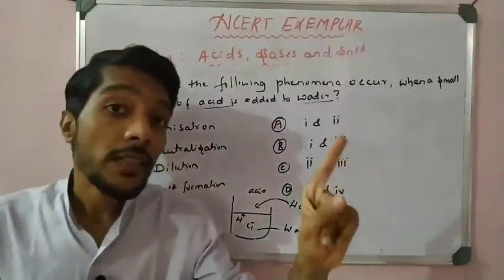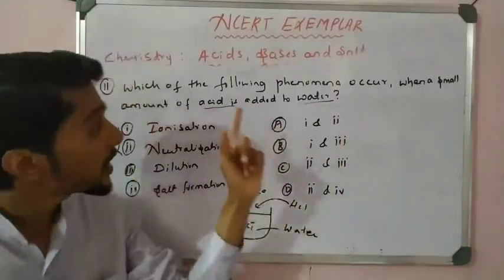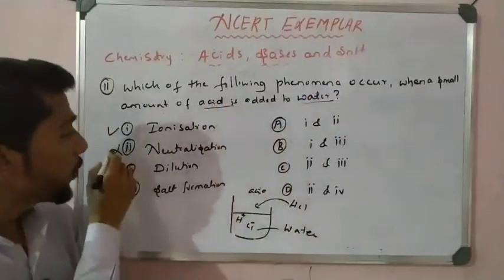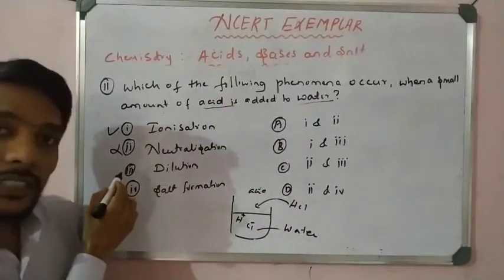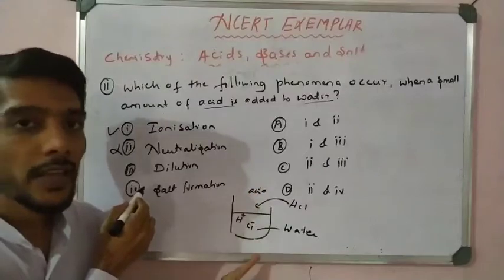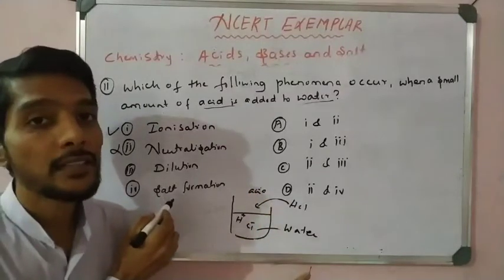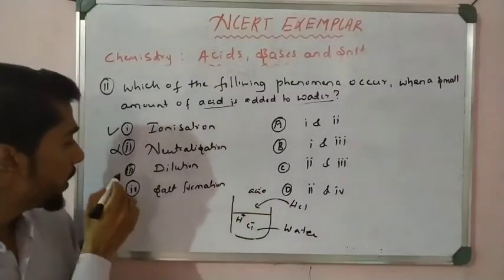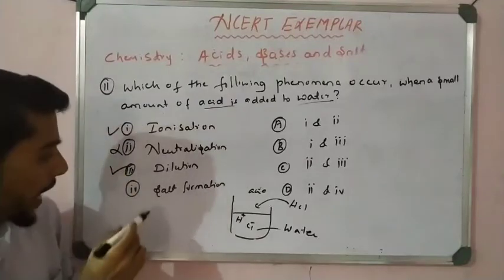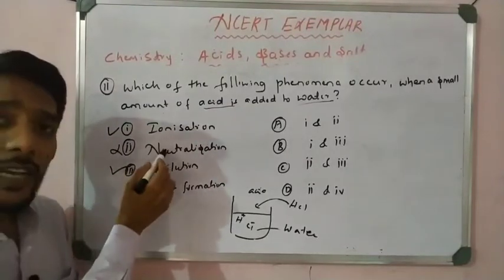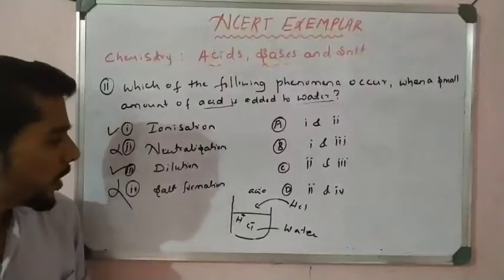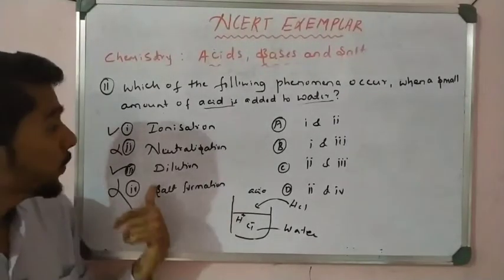What is a neutralization reaction? The reaction between acid and base. Here the reaction is between acid and water, so that is not possible. And dilution is correct, dilution takes place. If we want to dilute an acid, we must add water to it, so that statement is correct. And salt formation, no. If there is no neutralization reaction, there is no salt formation, right? So statement 4 is also wrong. So which is correct?